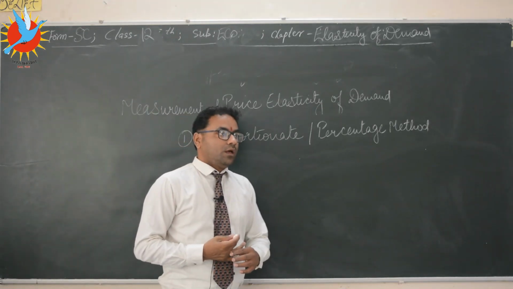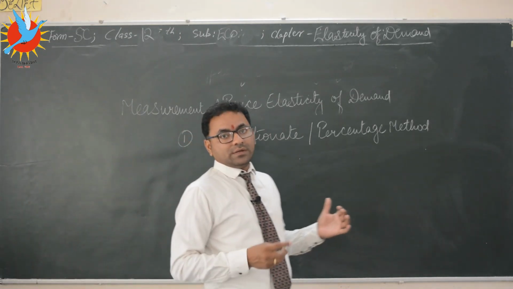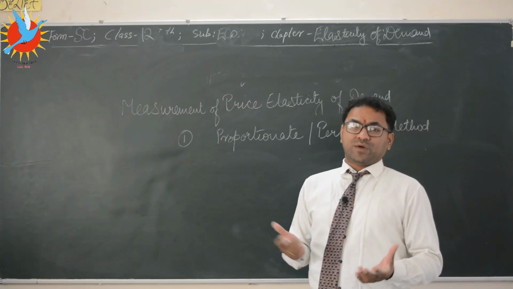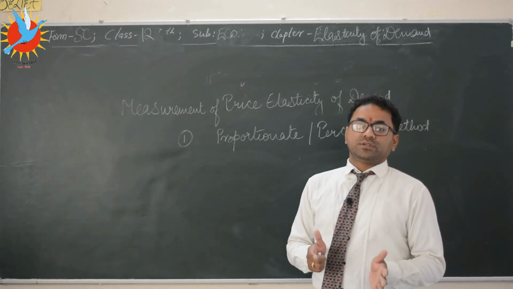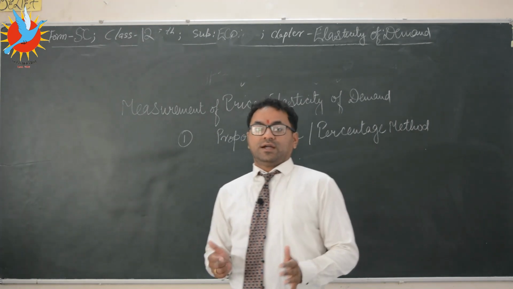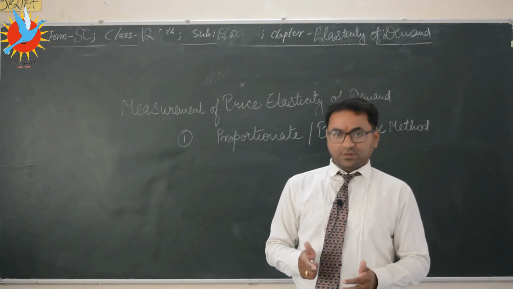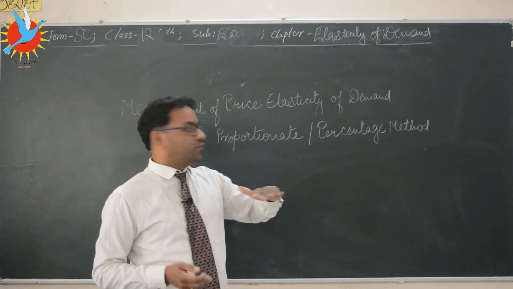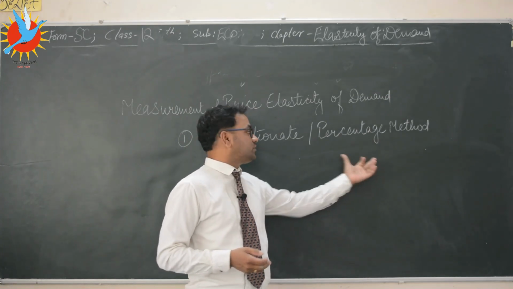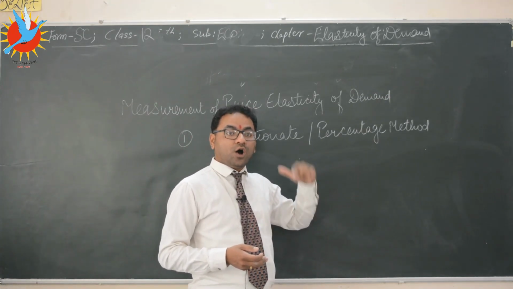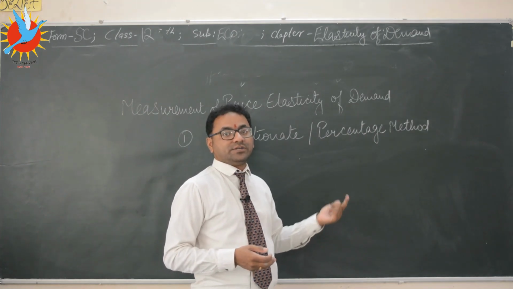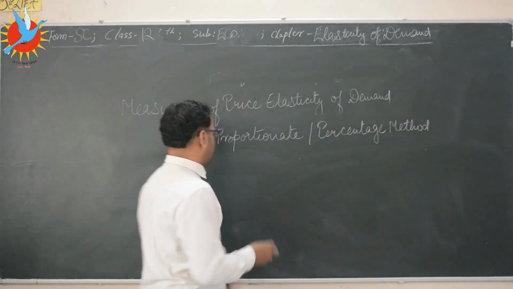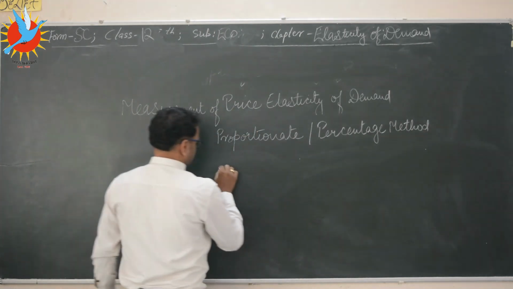See, price of necessities like vegetables changes in 2 rupees, 5 rupees, 10 rupees. Price of cell phones changes by 500, 200, 1000, and price of bikes and cars changes in 10,000 and above. So to give them a par value, we use percentage. That is why it is called percentage method. To know how much percentage quantity demanded changes due to a percentage change in price, we can bring all the commodities to a par value. So we use proportionate or percentage method.